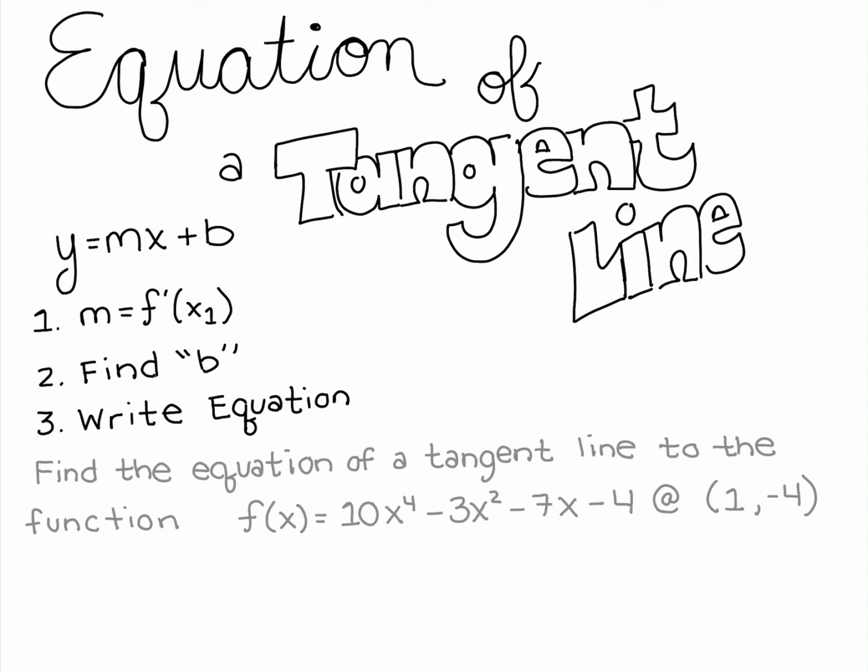Let's review how to find an equation of a tangent line. So we want to find an equation in the form y equals mx plus b. We're going to use 3 steps to find that. The first step is going to be to find m by plugging into the derivative whatever the specific x value is that you're given. So we're going to call that x sub 1.